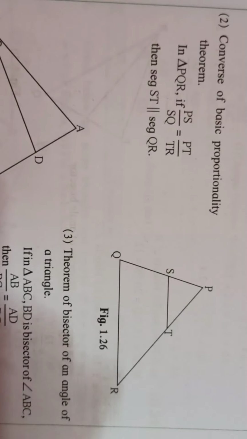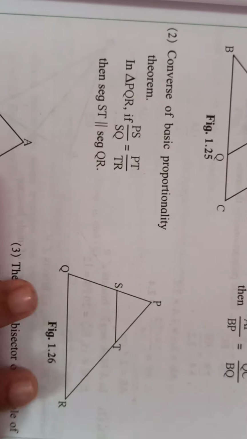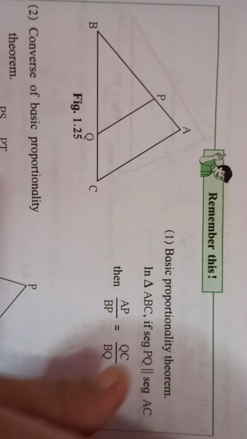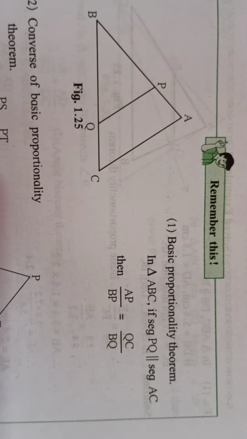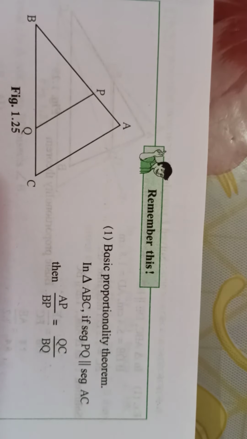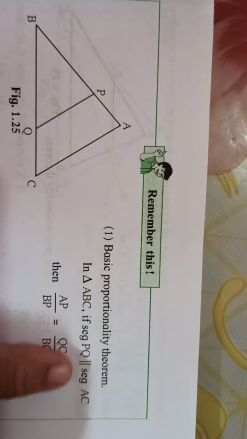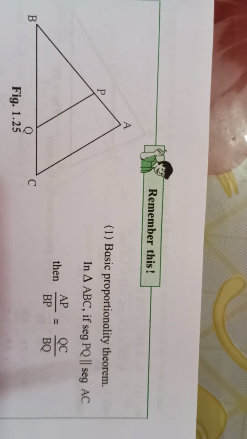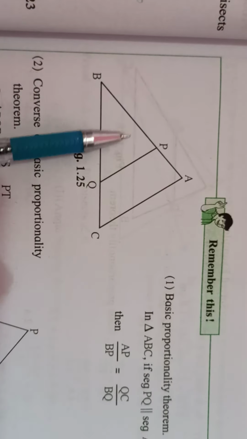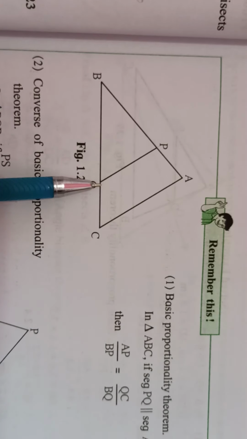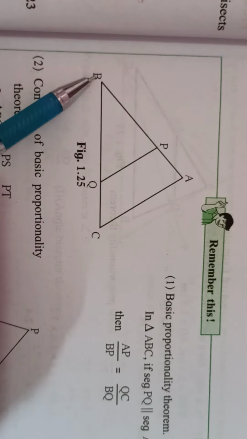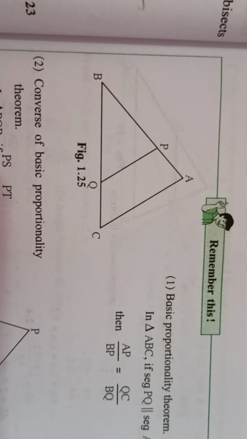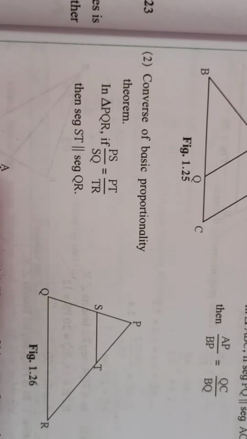So for your homework, you will solve the questions based on the basic proportionality theorem. Come to page number 11. Remember this. I am not taking you to another theorem and confusing you. Stick to one theorem, BPT only for today. PQ is parallel to AC. Therefore, because it is parallel, BQ upon QC will be equal to BP upon PA. Converse we will see later on.